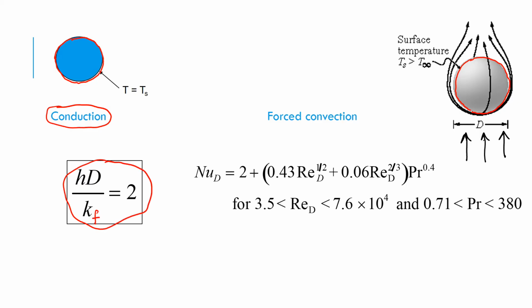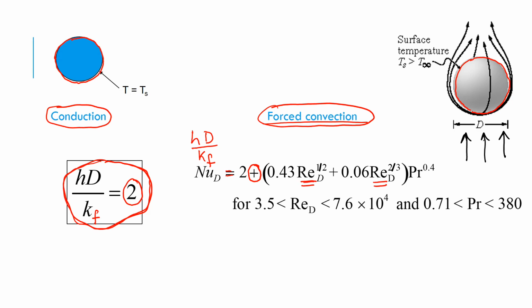So for conduction or no flow, we derived this equation for H. By the way, this is K for fluid. And for forced convection, also we presented this formula elsewhere. It's in a new Nusselt number, which is HD over K fluid. Okay, so that's equal to this. So you notice that for conduction formula, this HD over KF is equal to 2. And here for forced convection, it's 2 plus something that is a function of the Reynolds number, which has velocity.